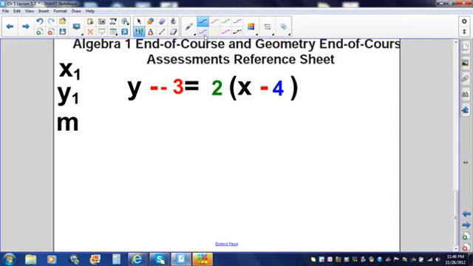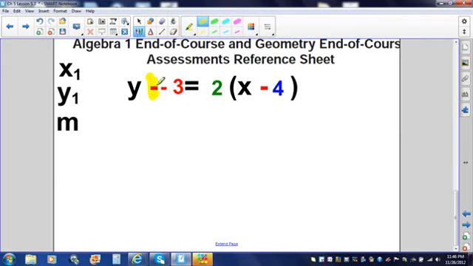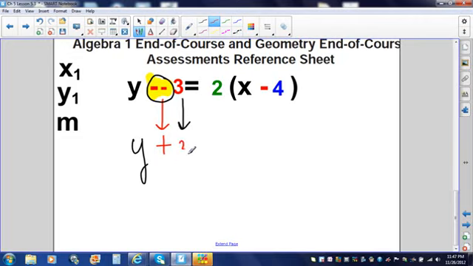Next thing that you should realize is that you have 2 negatives in a row. Anytime you have 2 negatives in a row, that's going to change to a positive. So I'm going to rewrite my equation. Y, that changes to a plus, bring down my 3, bring down my equal sign, bring down my 2, bring down my parentheses, x minus 4.